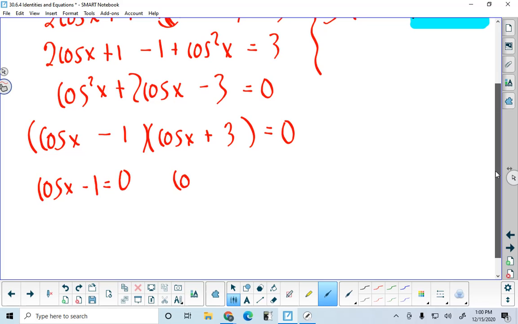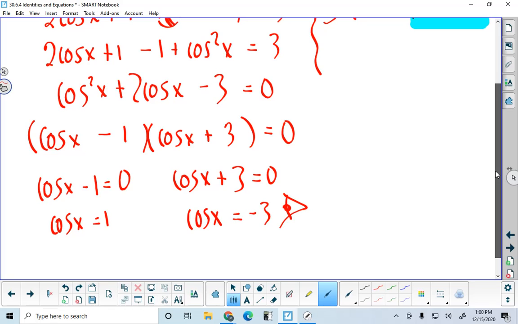We have cosine of x plus 3 equals 0. The first equation becomes cos x equals 1. The second becomes cos x equals negative 3. We look at cos x equals negative 3, and it just doesn't make sense. Cosine of an angle cannot be outside of the range of values from negative 1 to 1. So there's no solution here. No roots.